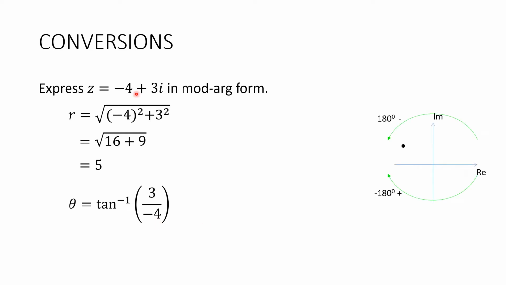Plot minus 4 plus 3i. So it's in here in the second quadrant. What we're going to do is do inverse tan of 3/4 and get the first quadrant angle, and then we're going to do 180 minus that angle. So it's 180 take away 37, which is 143 degrees, and so our answer is z is equal to 5 cis 143 degrees.